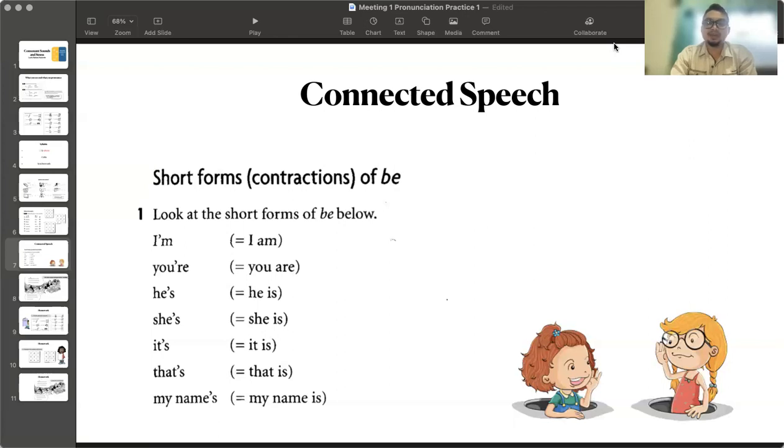We have my name is. My name is. It becomes my name's Lucky. My name's. Okay, at the beginning, you have to pronounce it with three different syllables. My name is. It becomes two syllables only. My name's Lucky. Okay, so there's the trick that you can do for the connected speech at the beginning.